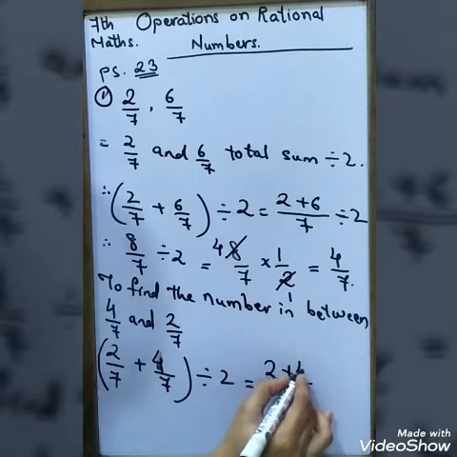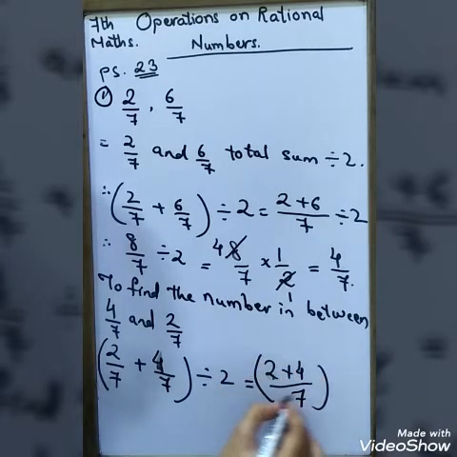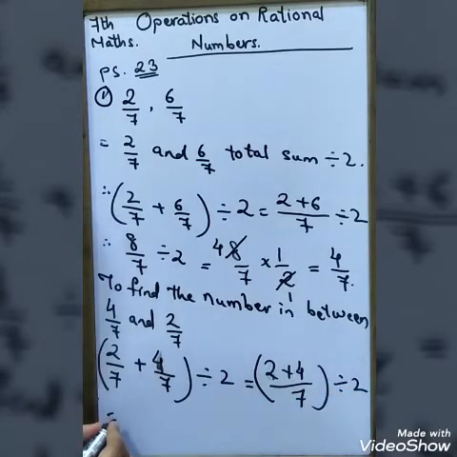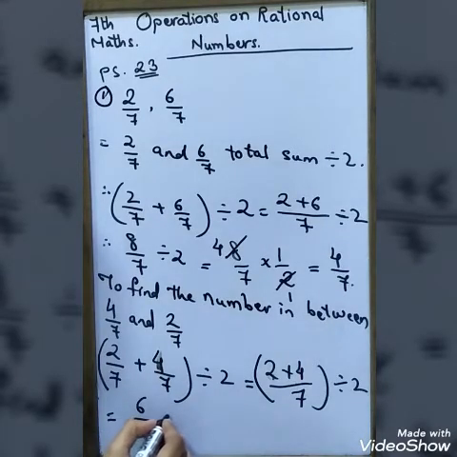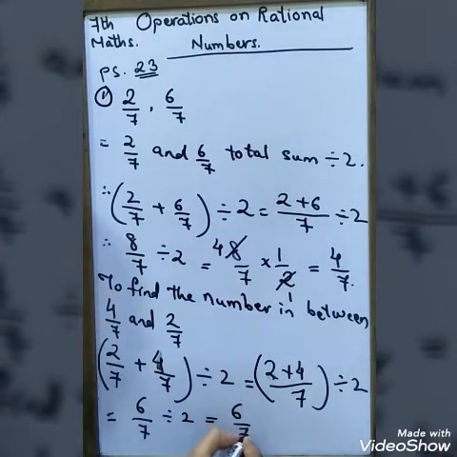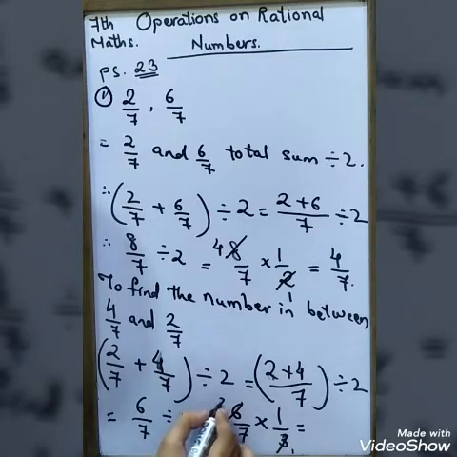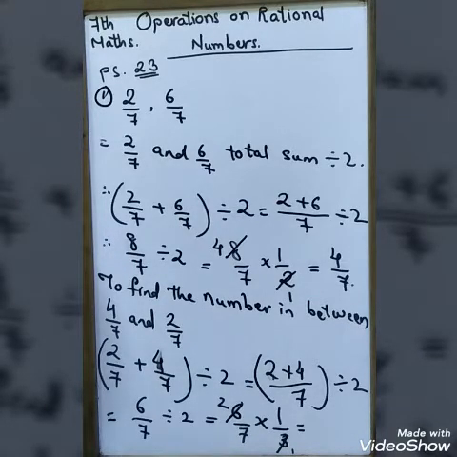2 plus 4 over 7 divided by 2. So that will be equal to here 6/7, then divided by 2 is equal to 6/7 into 1/2, is equal to 2 1s are 2, 2 3s are 6. So it is 2/7.